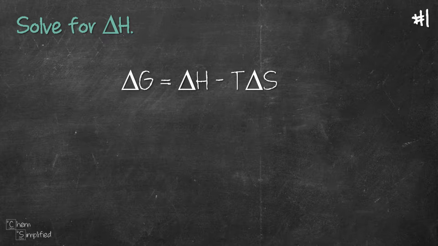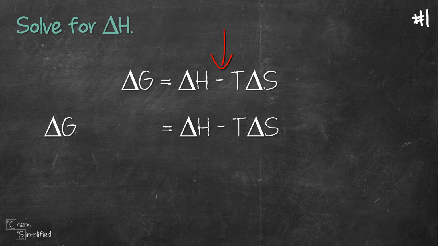The question is asking us to solve for delta H, so that means we need to rearrange a little bit. If we want to get delta H all on its own, we'll need to move T times delta S to the other side, together with delta G on the left-hand side. In order to do that, we'll need to consider the relationship between delta H and the T delta S term. Since it's subtraction, we'll just need to do the opposite to eliminate T delta S on the right-hand side. That means we'll need to add T delta S.